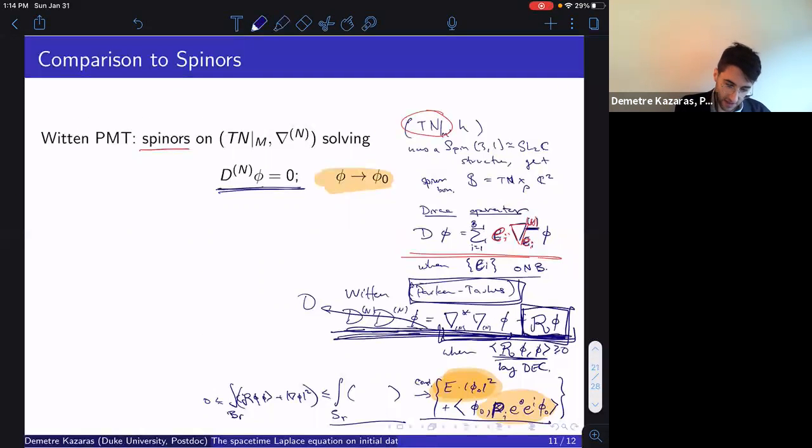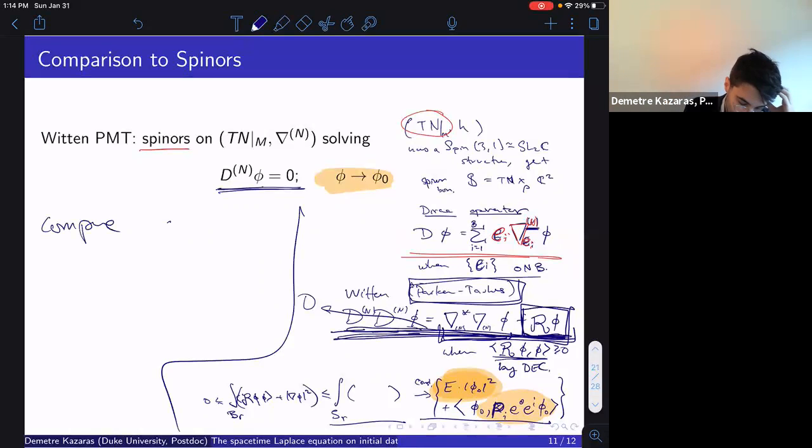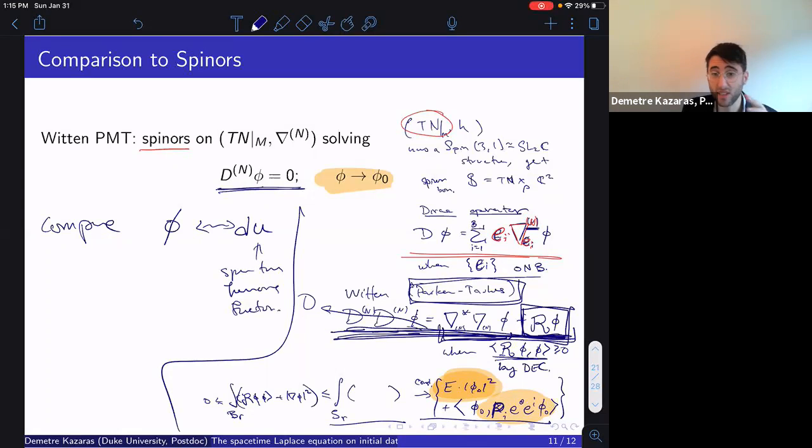Okay, there's a lot of, well, let me not go there. Yeah, there's a lot of comparisons to draw with our proof. So you can compare the spinor to d of our spacetime harmonic function. So you compare the spinor to the one form. Remember, du, remember that doesn't require a metric to specify. That's a canonical object you can associate with just a manifold and a function.